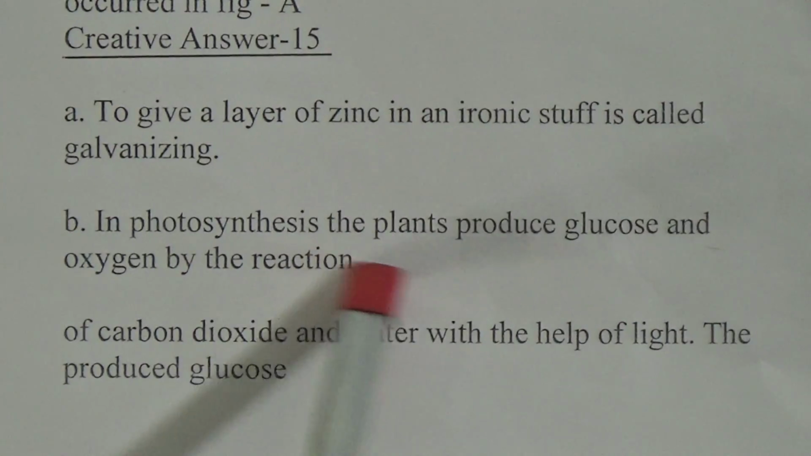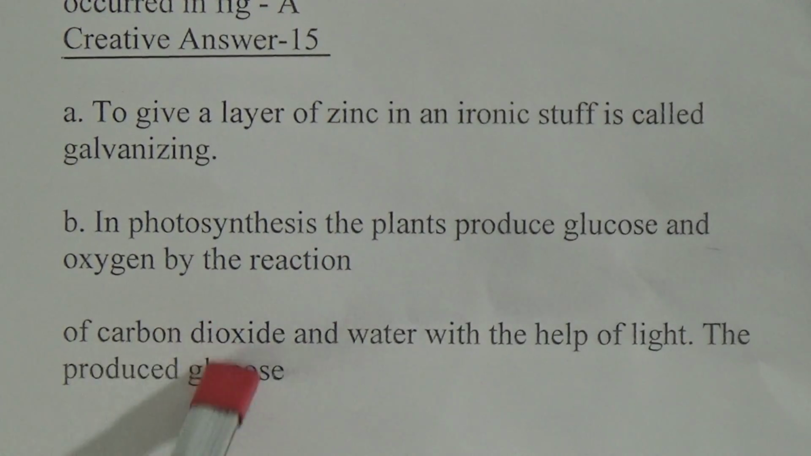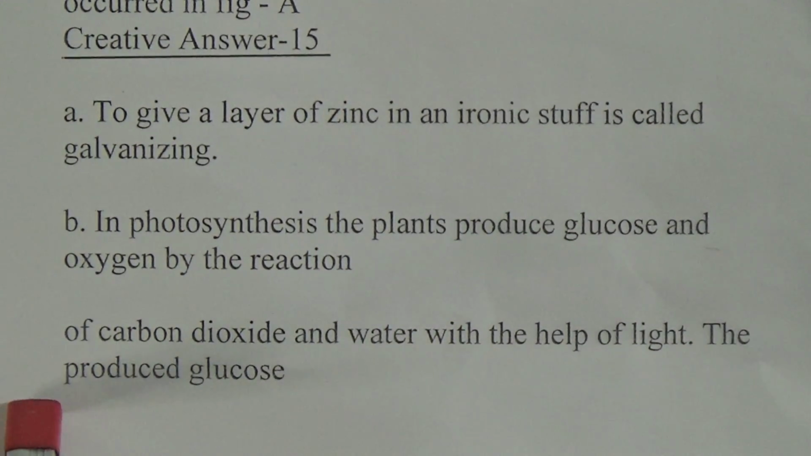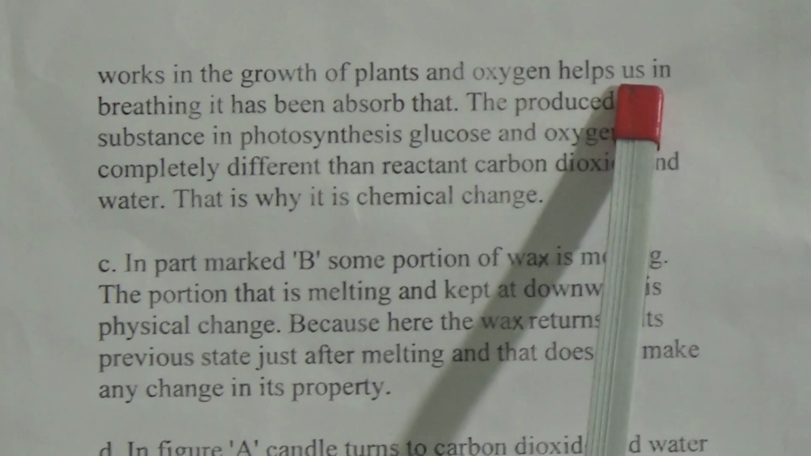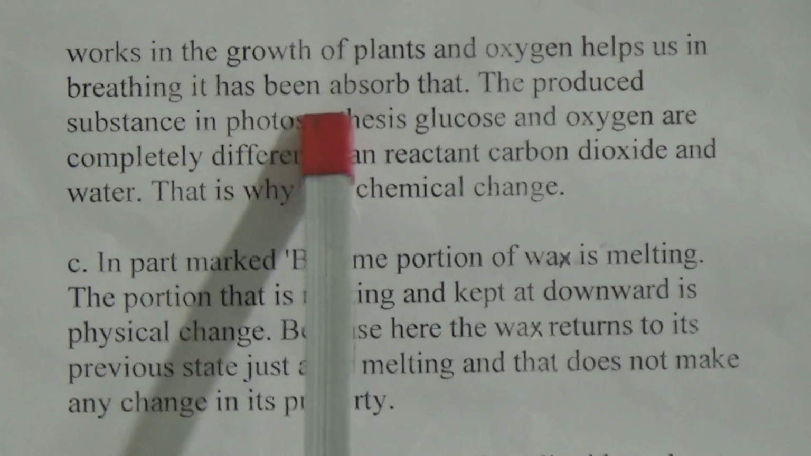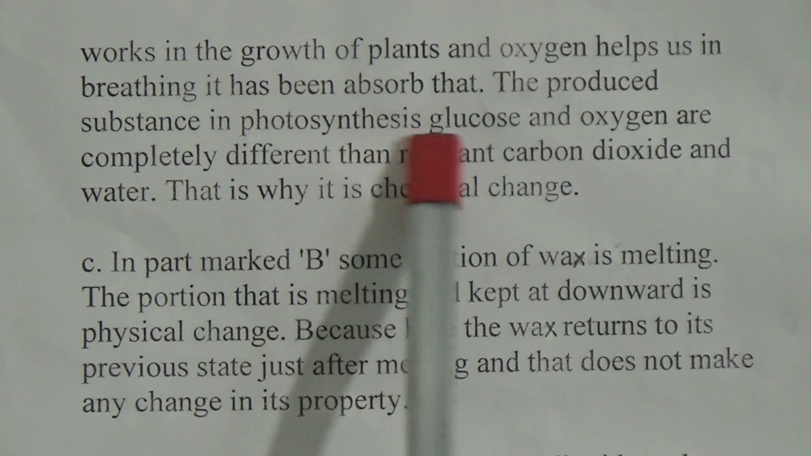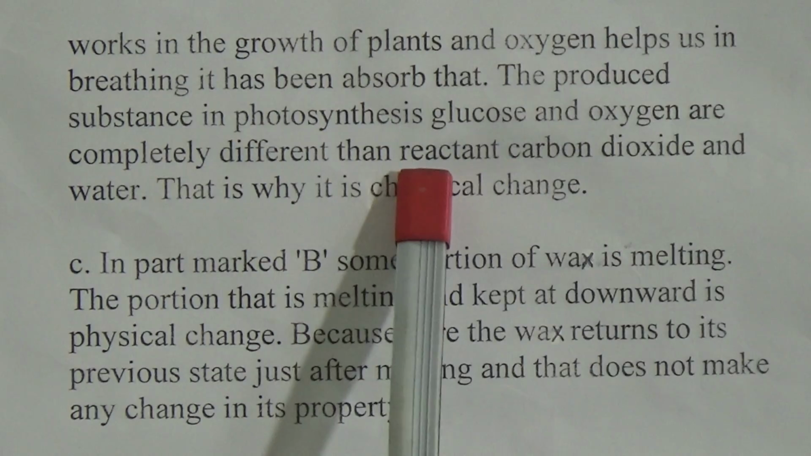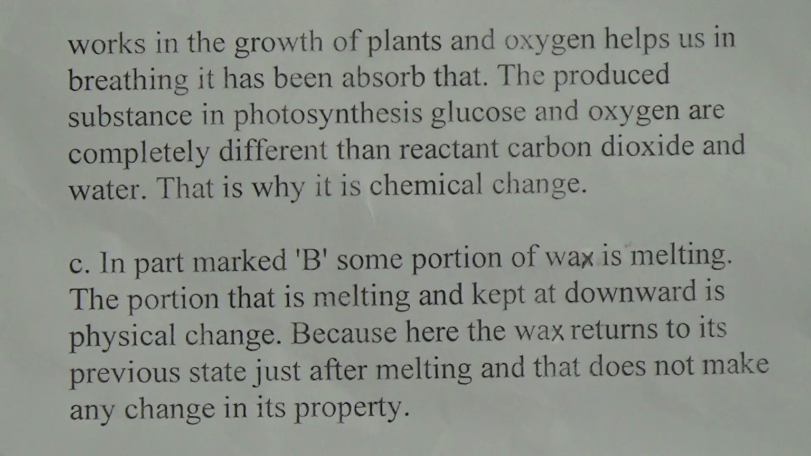In photosynthesis, the plants produce glucose and oxygen by the reaction of carbon dioxide and water with the help of light. The produced glucose works in the growth of plants and oxygen helps us in breathing. It has been observed that the substances produced in photosynthesis, glucose and oxygen, are completely different from the reactants carbon dioxide and water. That is why it is a chemical change.